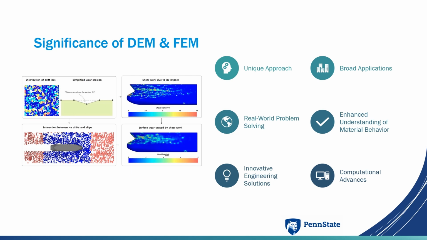And finally, the computational advances: the evolution of DEM has closely paralleled advancements in computational technology, enabling the analysis of increasingly complex systems within reasonable time frames. Today, high-performance computing and cloud technologies are expanding the boundaries of what can be modeled, bringing us closer to the future where virtual testing can complement or even replace physical prototypes for a wide range of engineering applications.